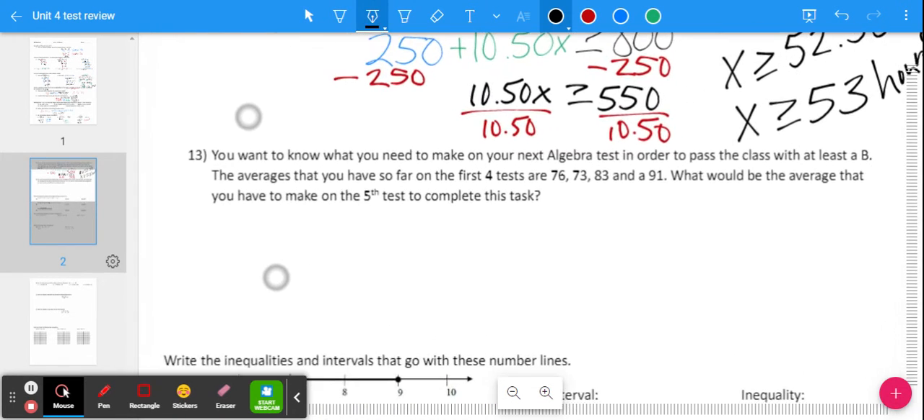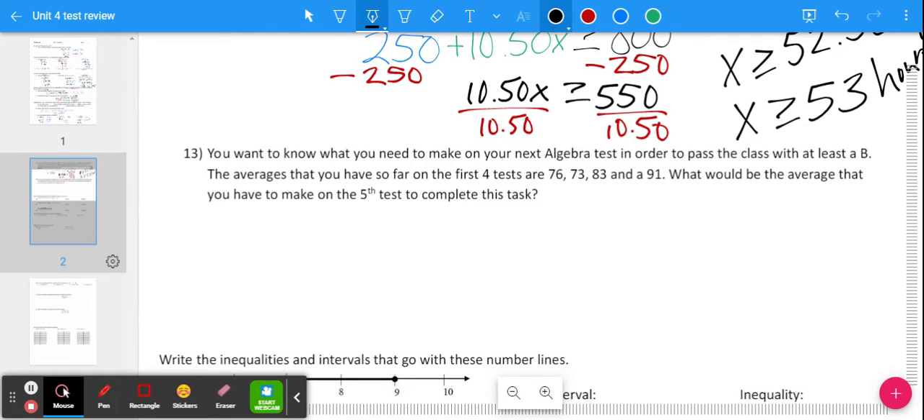The next problem. You want to know what you need to make on your next algebra test in order to pass the class with at least a B. The averages you have so far on the first 4 tests are 76, 73, 83, and 91. What would be the average you would have to make on the 5th test to complete this task? So we know 4 of the test scores. The 4 test scores are listed right there. So we have 76, 73, 83, and 91.